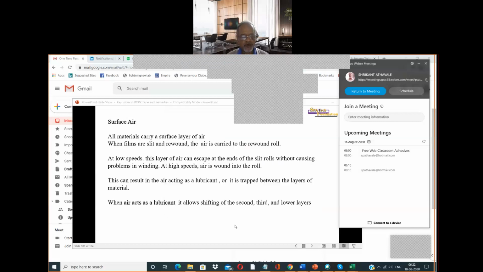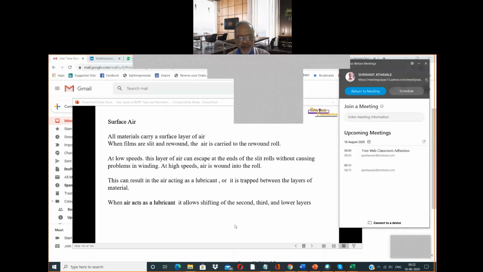So let us start our lecture in continuation, part 3. Surface air. All materials carry a surface layer of air. When films are slit and rewound, the air is carried to the rewound roll. At low speeds, this layer of air can escape at the ends of the slit rolls without causing problems in winding. At high speeds, air is rewound into the roll.